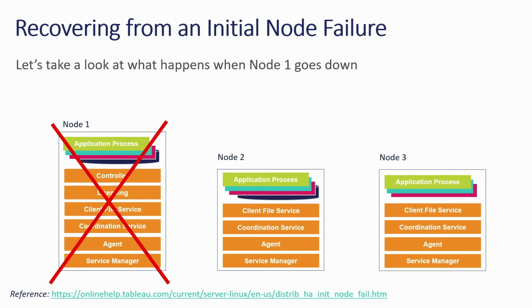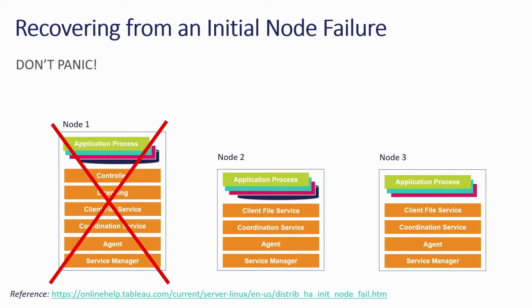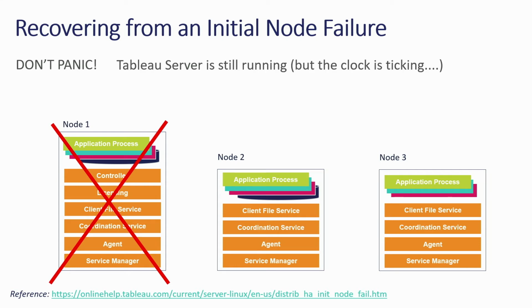And let's look at what happens when it goes down. The first thing is, do not panic, right? Just because they were singleton processes and just because they're now gone does not mean that your Tableau server is down, okay? Actually, it's still running, but the clock is ticking. Basically, what happens is you get a grace period for your licensing. At Tableau, we're nice, but we're not nice enough to just let you go indefinitely without being licensed, so there are limits on that.